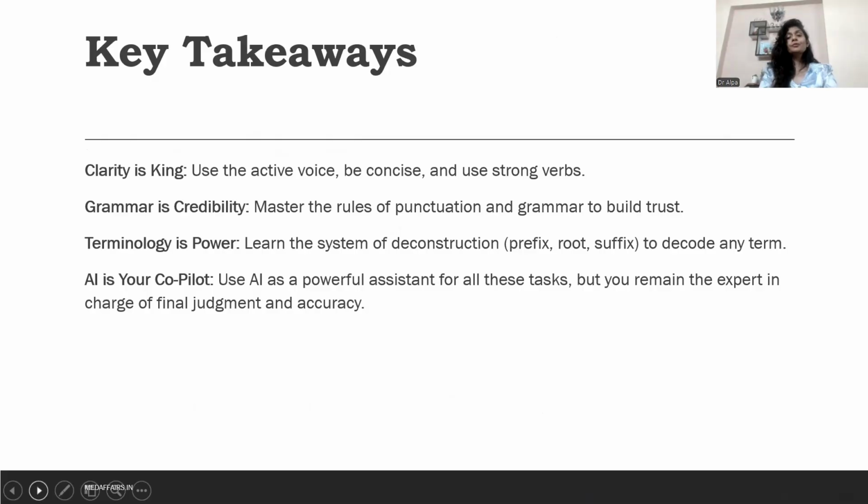So with this, we come to the end of the session. Key takeaways would be: one, be clear in all medical communications. Two, grammar will give credibility to your document. And three, terminology is certainly power, and you should try to keep enhancing your power bank, and AI will be your co-pilot. Use it wisely.